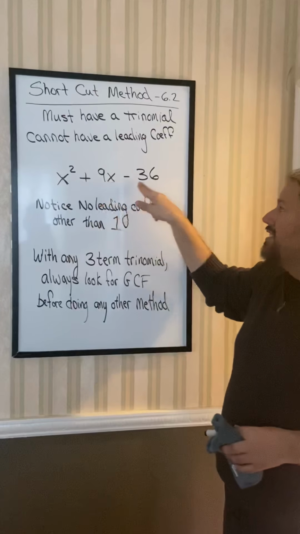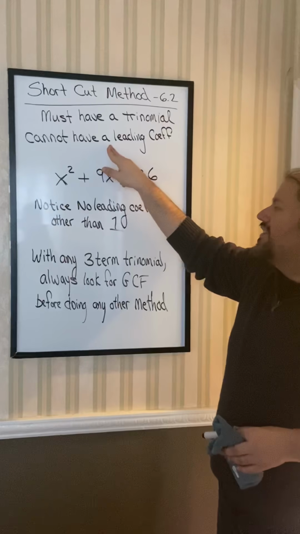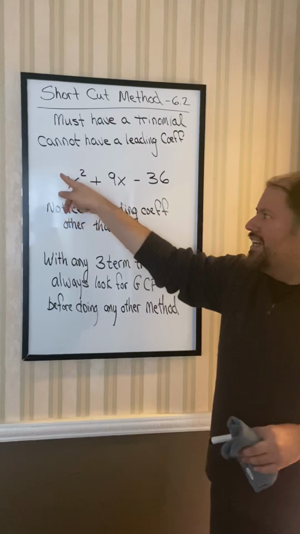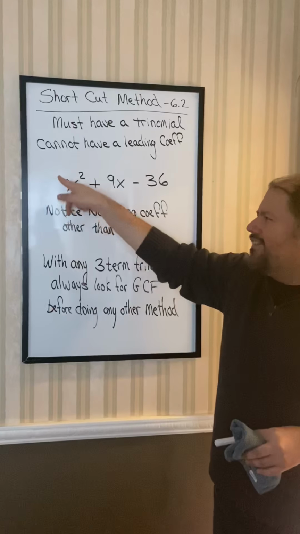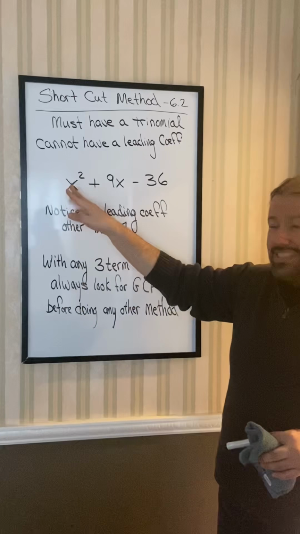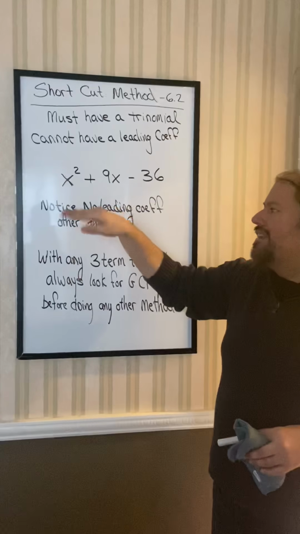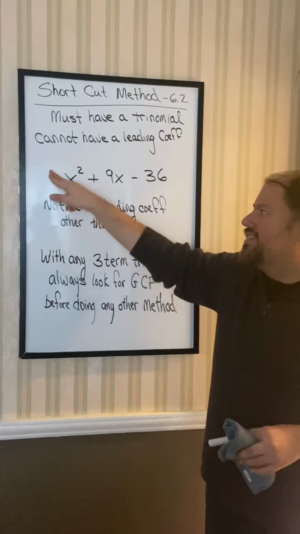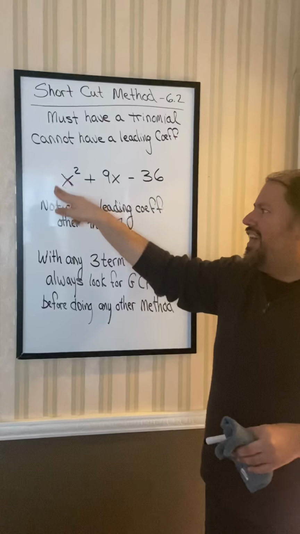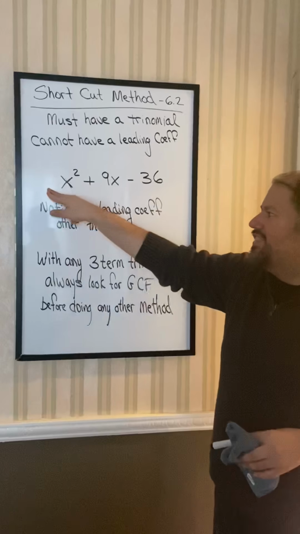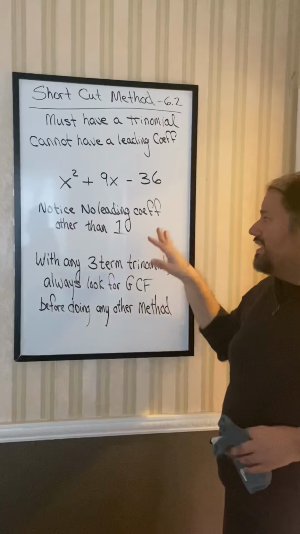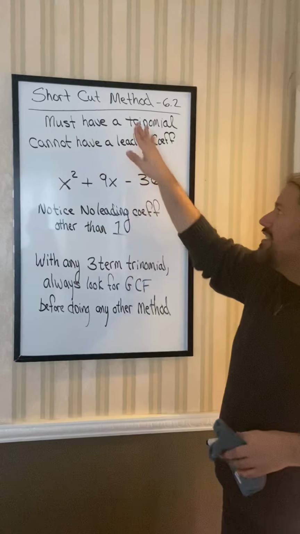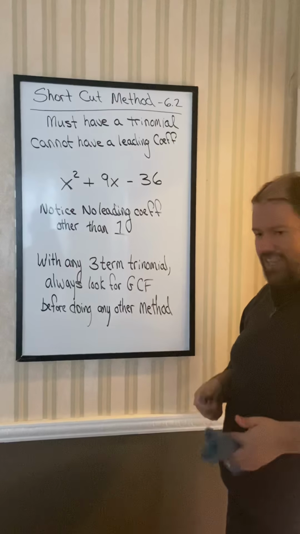But what makes this special is that you cannot have a leading coefficient. So notice there's no number here. Okay? Some of you might say, well, isn't there a 1 here? Yes, technically there is a 1 here, but I'm talking about that there's no other number that you see here. You don't see a 2, a 3, a -9. There's no leading coefficient here. So if there's no leading coefficient and you have three terms, we can use something called the shortcut method.